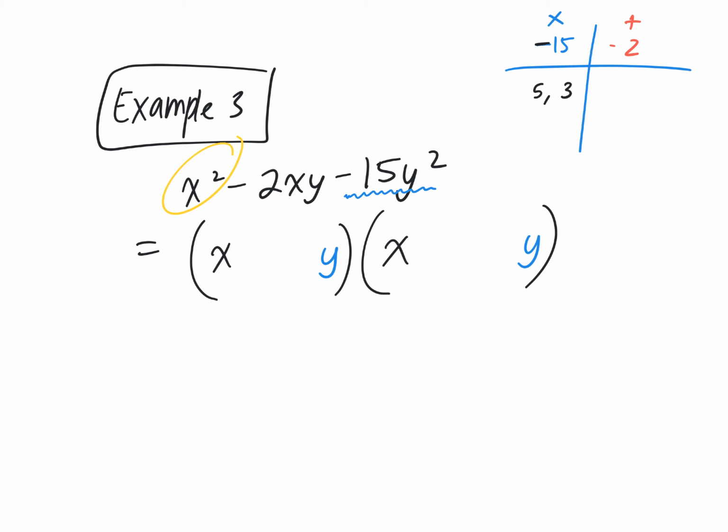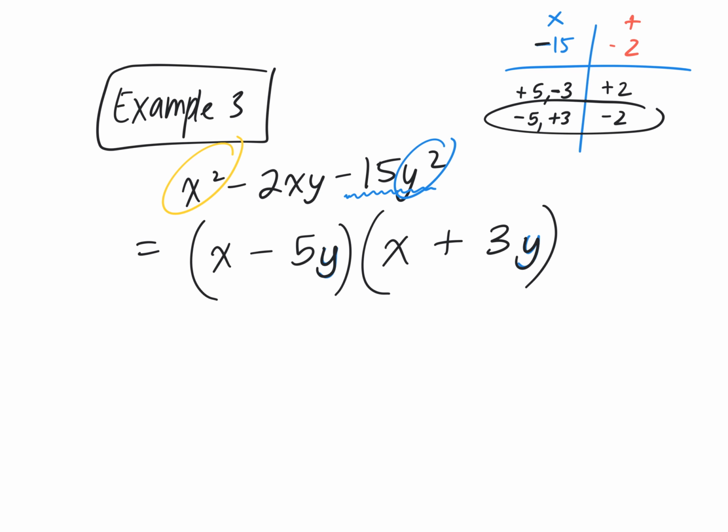So let's say I make this positive and this one negative. What's 5 plus -3? +2. That didn't work, so what should I do? Yep. That gives me -2, so we're going to put -5y because there's a y squared, and +3y. That's the answer.